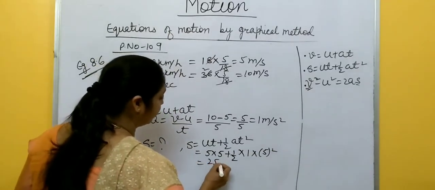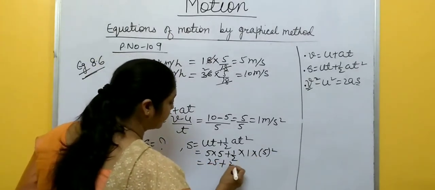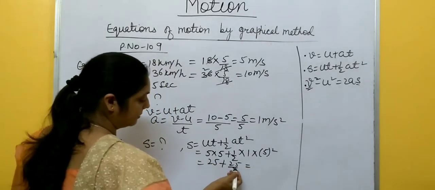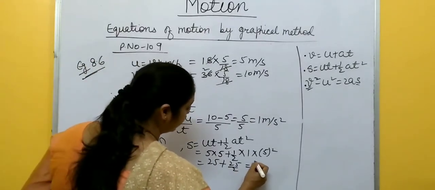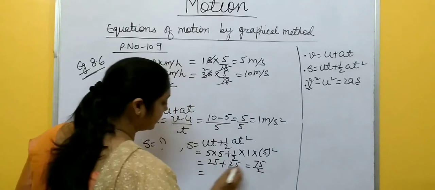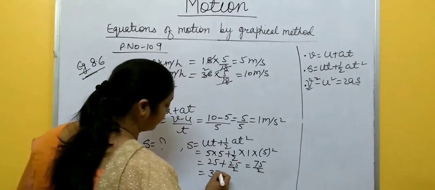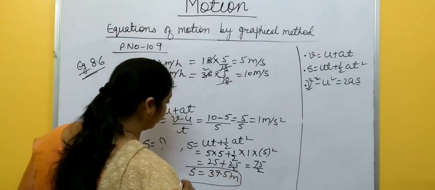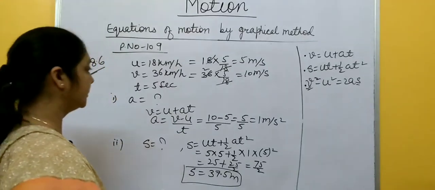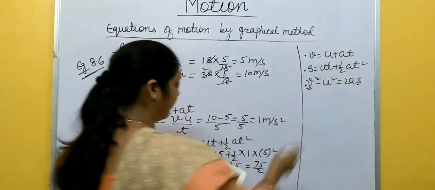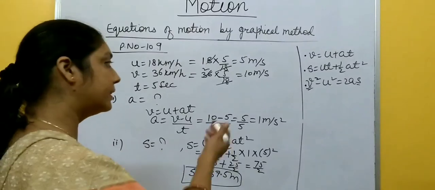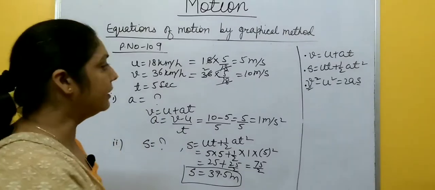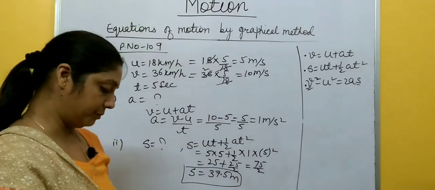This 5 into 5, 25, plus again 5 square is 25 by 2. You solve this one. 25, take 2 LCM, 50 plus 25 means 75 by 2. It means 2 3 is 6, 15, 2 7 is 14, 2 5 is 10. Displacement is 37.5 meter, right? And you can also use this formula, v square minus u square equal to 2as. You get the same answer. You check it. So in this way, you calculate acceleration and displacement with the help of equations of motion.